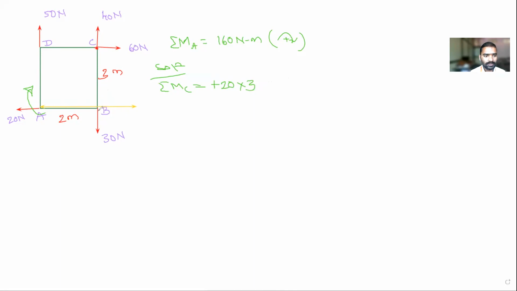Okay, second point. This is the 30 Newton force. How is the line of action of this 30 Newton force? Is it vertical or horizontal? Vertical. From this point to this point it is vertical. Is the line of action of the force passing through the given point or not? Yes, it is passing through the given point. Is it producing any moment or not? No. So this is plus 30 Newton into perpendicular distance, which is 0.